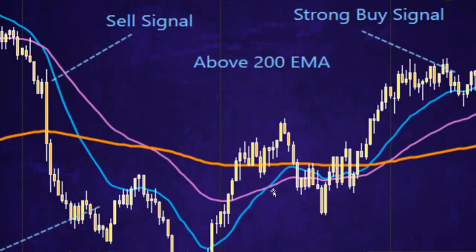All right, so here we have price getting above the 20 and the 50, but it's still below the 200 right here. So it's a buy signal. It's just a weak buy signal. Once it gets above everything, it becomes a strong one. Now here's some head faking for you, and you can't avoid that.